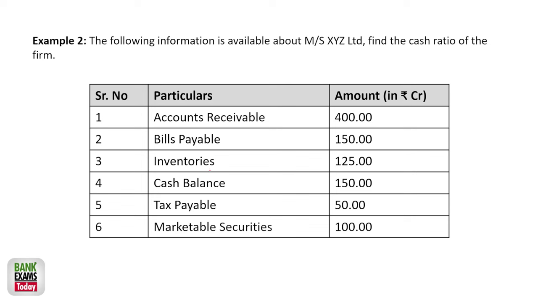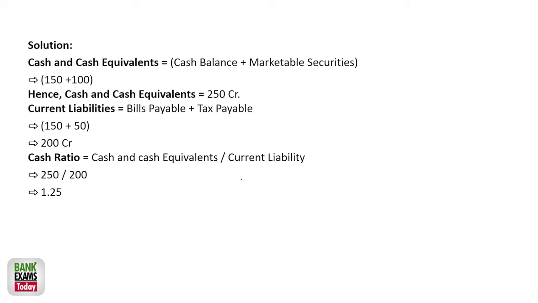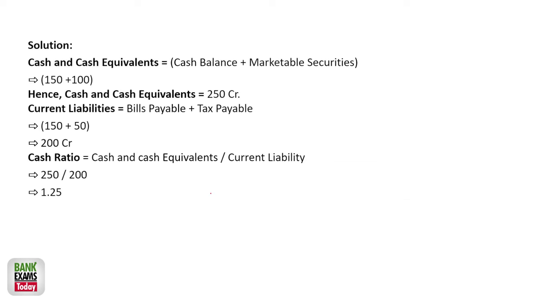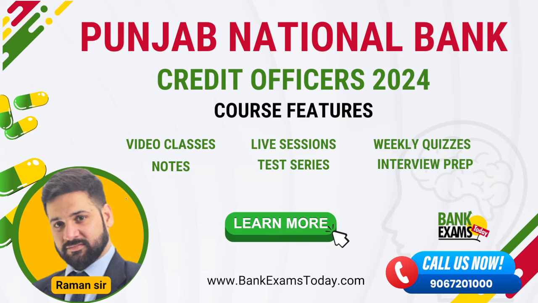So here, cash balance is 150 and marketable security is 100. So these are cash and cash equivalents. Current liabilities, bills payable and tax payable, these are current liabilities. So 200 ka current liability hai and 250 ka hamare paas this is the cash and cash equivalents. So 250 divided by 200, 1.25 is the cash ratio. So easy to do. I hope you understood today's class.